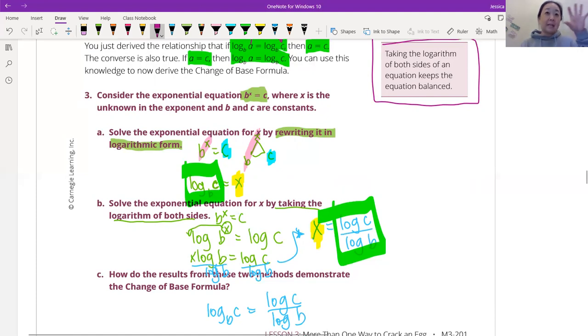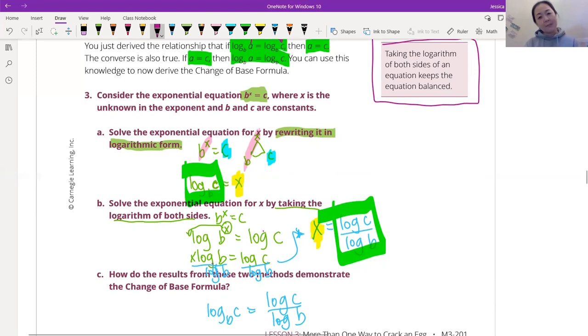Now, the same equation, b to the x is equal to c, we're going to do something else to it. We're going to log both sides. So we have log of b to the x is equal to log of c. And then what do we do with this x? Remember, that's an exponent, right? Remember the properties from the last lesson? You just bring it down. It's a power to a power, which means we multiply those two exponents. So the x is multiplying with log b. That's how we get that.